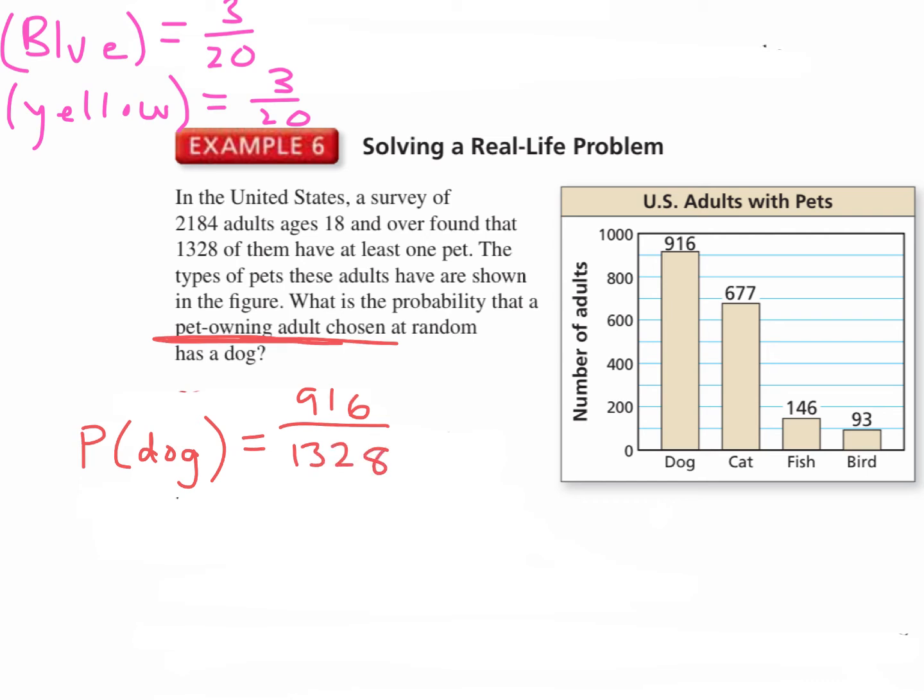If the question said, what is the probability that an adult surveyed has a dog, then we would use this number here, because that's how many adults were surveyed. But you just have to read the question and see what group you are choosing from. What is your sample space? What is the decimal version of 916 over 1328? If we put this into our calculator, what do we get?